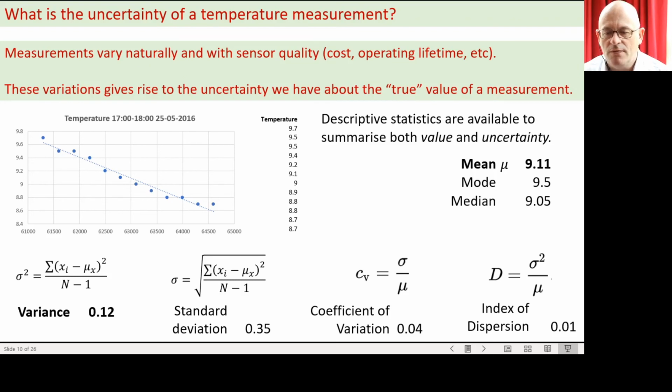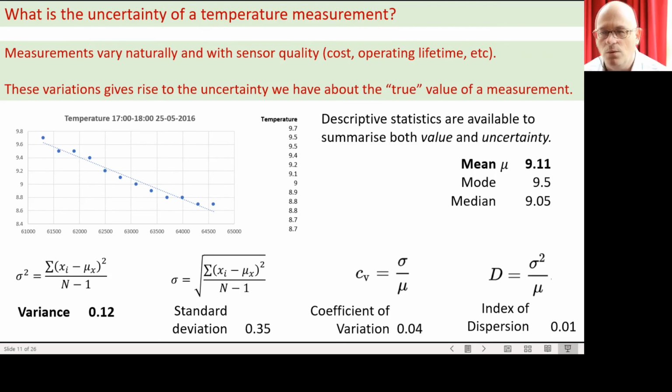To give a very specific example of uncertainty, we're going to talk about temperature measurement from sensors around Newcastle city centre. This is the measurement from one sensor. We have one hour in one day in May 2016. And you'll see that over the hour the temperature ranges from 9.7 to 8.7 degrees centigrade.